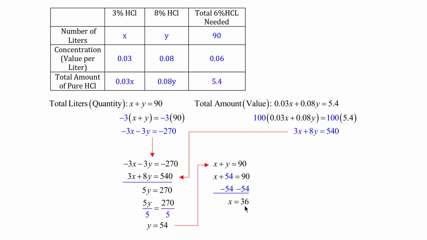So this means in order to prepare 90 liters of 6% HCl, the student needs to mix 36 liters of 3% HCl and 54 liters of 8% HCl.